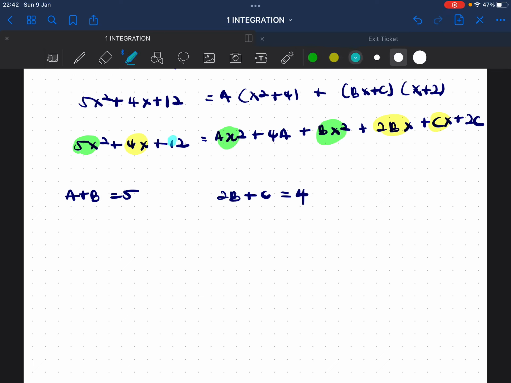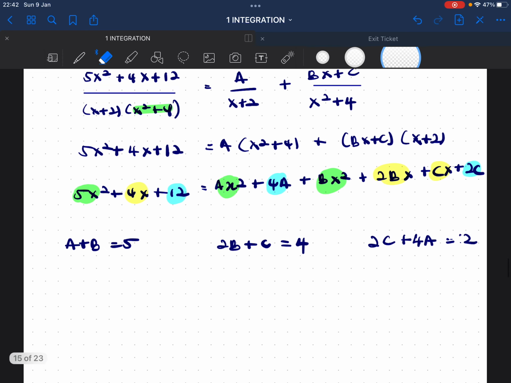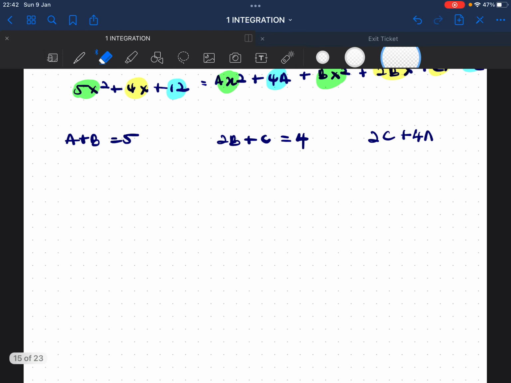So the last one is to compare all the constants here. So that means we will have 2C plus 4A equals to 12. Alright, so here you have 3 equations. Just do your simultaneous equation in whatever way. Don't mind whether you do elimination or substitution, all can. You just have to find the answer. What is your A, what is your B, what is your C? So let's quickly do this.